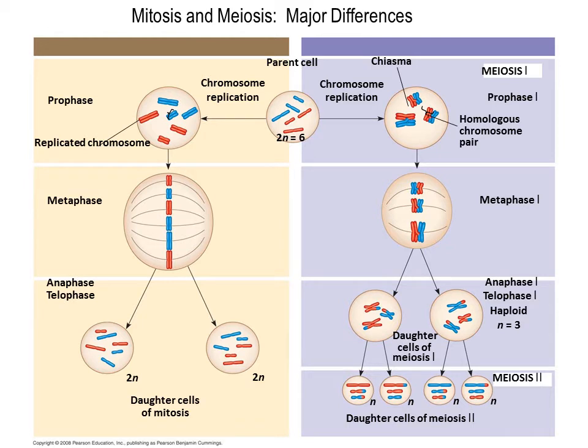Okay, so from the same 2N cell and the same DNA replication, the molecules are roughly the same. If we look here, we've got 3 duplicated blue chromosomes versus 3 duplicated blue chromosomes over here as well. But again, just them lining up is the major difference in prophase 1.